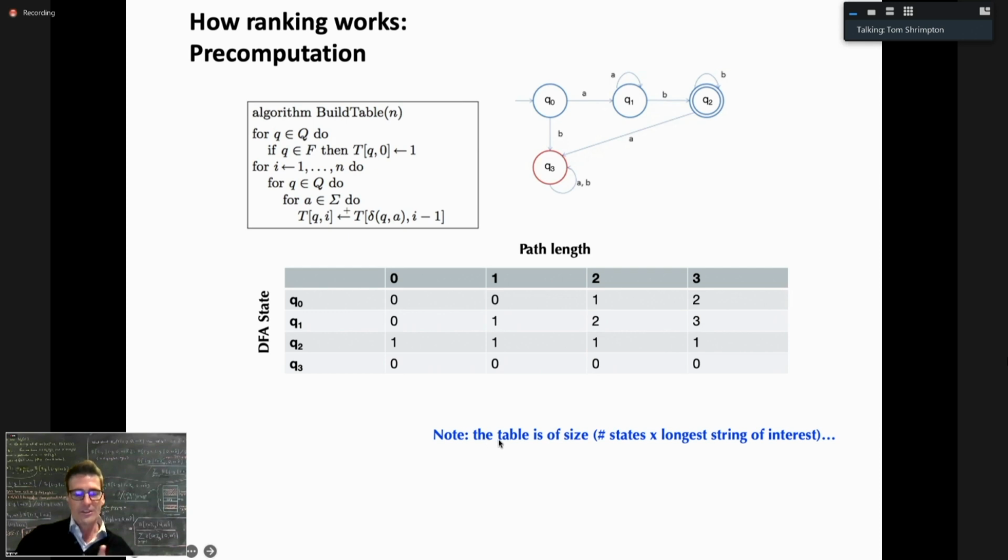The thing I want to note, and this will come up again later, is that the size of this table is linear in the number of states in the DFA. It's also linear in the length of the paths you care about, but this is going to be the one that's most important. The pre-computed table, its size is linear in the number of states in the DFA. Come back to that, you'll see why it's important.